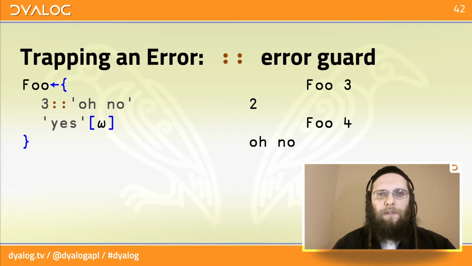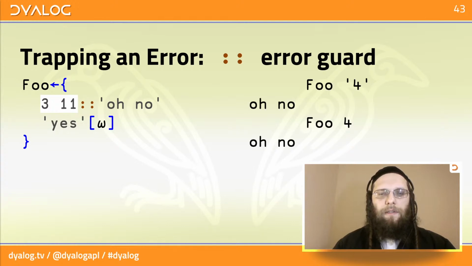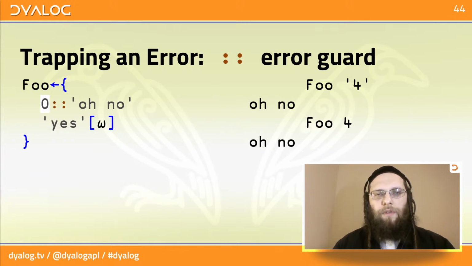So if you run this, then we can see that we caught the error and returned the expression. And just like we can with colon trap, we could have two numbers, and this lets us catch both this domain error, where we're trying to index with a character, which can't work, and this, where we're actually getting a length error. And just like with colon trap, we can use a 0, which means catch all errors.